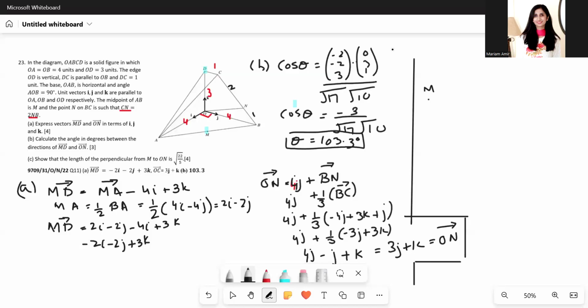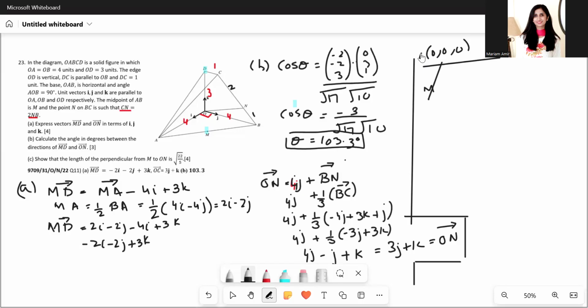Okay, so we do not have the coordinate of M, so we need to find that out first. Anyway, M is here and ON is here. Let me draw that separately. So we have a line like this. So that's O, which is 0, 0, 0. And then N, we also have ON, which was 0, 3, 1 from here. So 0, 3, 1. Okay. And we need to find the length of perpendicular from this M towards the line ON.